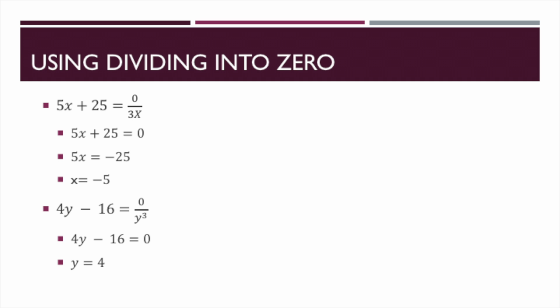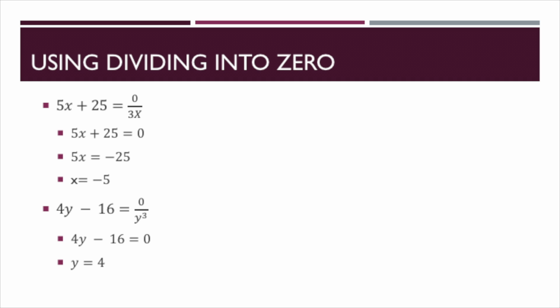So let's take the equation 5x plus 25 equals 0 over 3x. We know 0 over 3x, no matter what value x is, with an exception we'll talk about in a little bit, is 0. So we can say 5x plus 25 equals 0, so 5x equals negative 25 and x equals negative 5. We can check this: 5 times negative 5 is negative 25, plus 25 is 0, and that equals 0 divided by 3 times negative 5. 3 times negative 5 is negative 15, and 0 over that is 0. So we know that works.